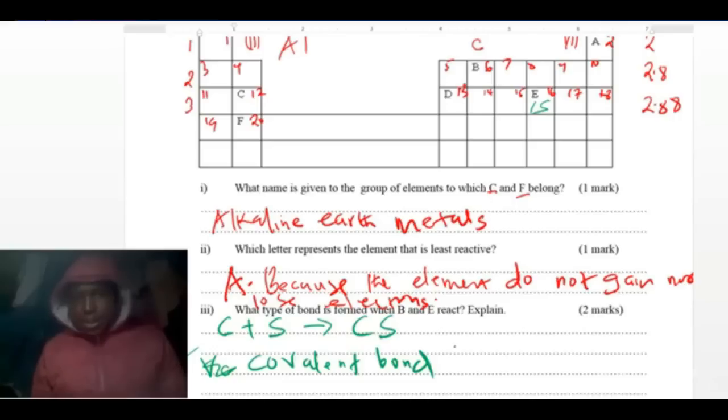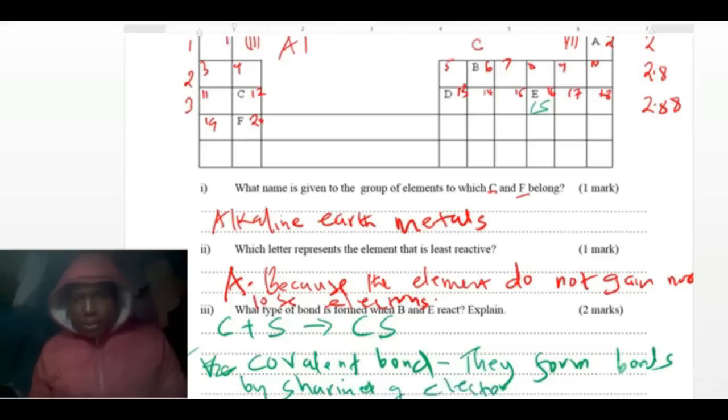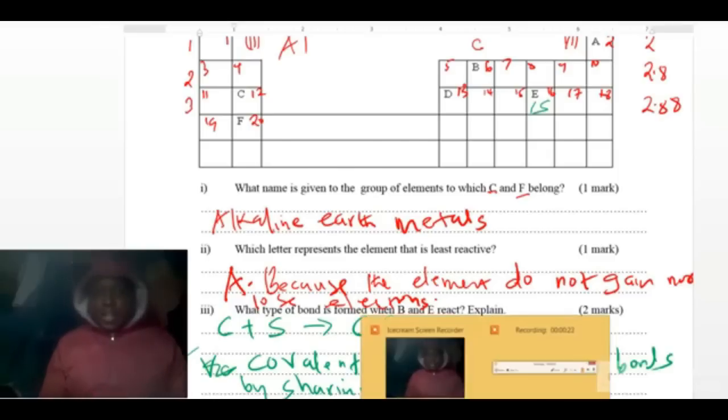If the bond is covalent, you need to explain why. Because they are sharing electrons. So you say the reason is that they form bonds by sharing of electrons, and that is it.